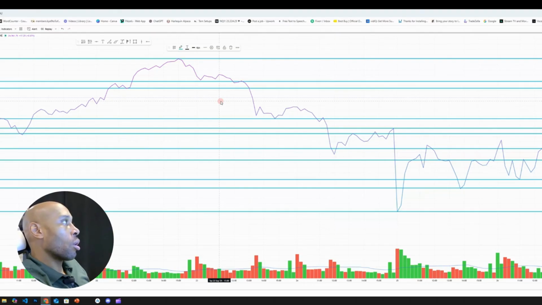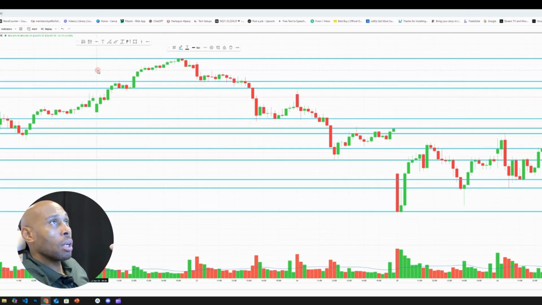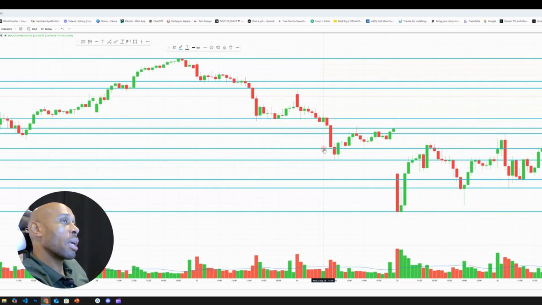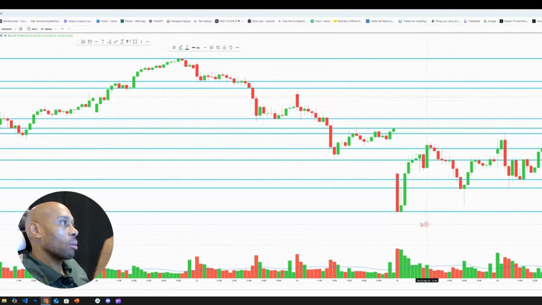Now, after you have drawn your levels on your line chart, you want to switch your chart back to candlestick chart. Once you're back on your candlestick chart, now you can go back and adjust your levels. They're not going to be perfect a lot of times coming off of drawing those on your line chart. So once you switch back to your candlestick chart, you can just adjust your levels. But look, a lot of times it lines up pretty good.